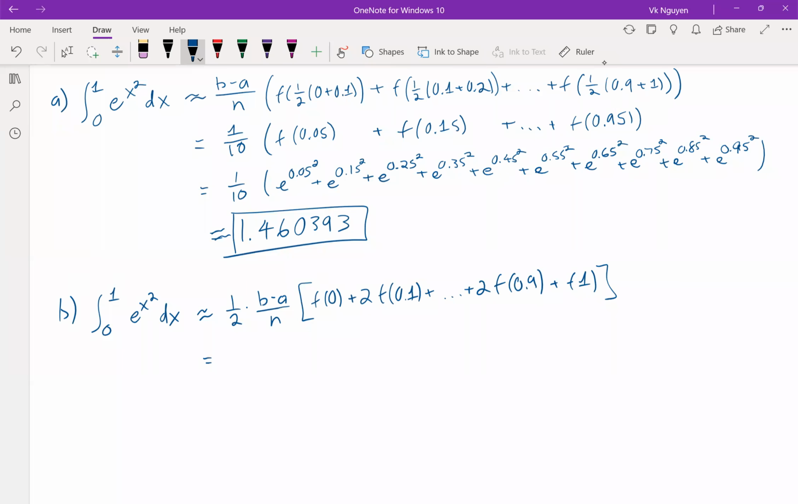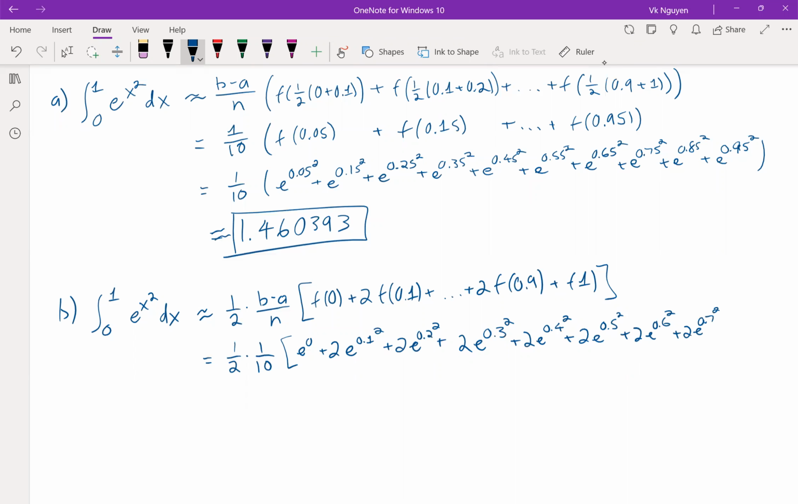Yay, do the substitution. 1 over 2 times 1 over 10. F of 0 is e to the power 0 plus 2 times e to the power 0.1 square plus 2e to the power 0.2 square plus 2 times e to the power 0.3 square plus 2e 0.4 square plus 2e 0.5 square plus 2e 0.6 square plus 2e 0.7 square plus 2e 0.8 square plus 2e 0.9 square.